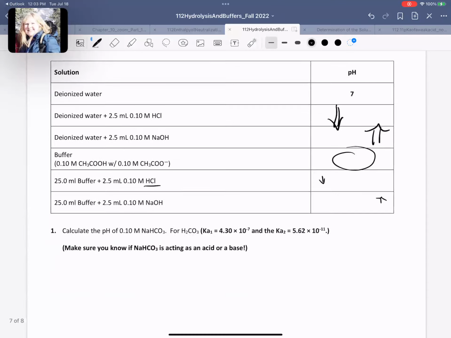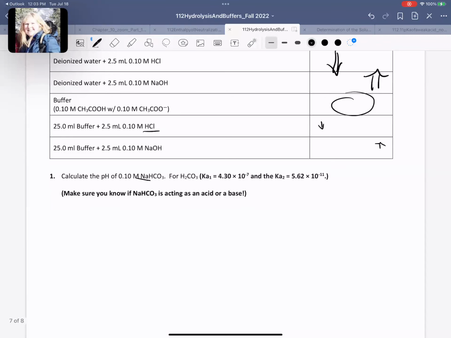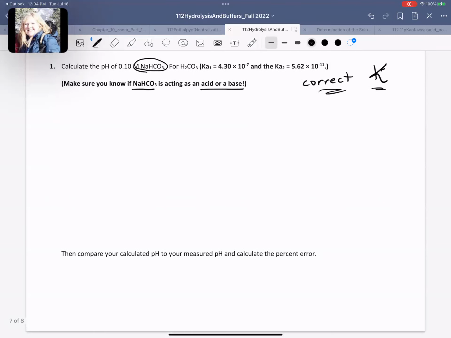So when we do this one here, and we're doing our sodium hydrogen carbonate, make absolutely certain that you know whether or not this is acting as an acid or base, that you go back to your hydrolysis reaction from page 1 for this, and that when you do this, you use the correct K. So make sure you think about which K you need. You are going to have to have done chapter 14 in order for this to make sense. With this in mind, we're going to look at the last one.